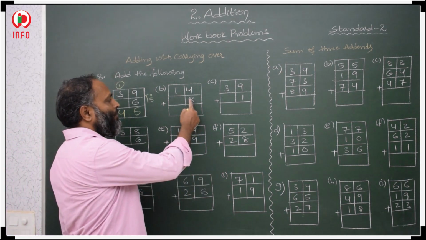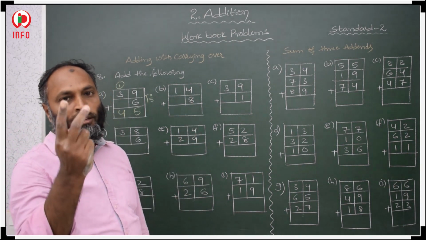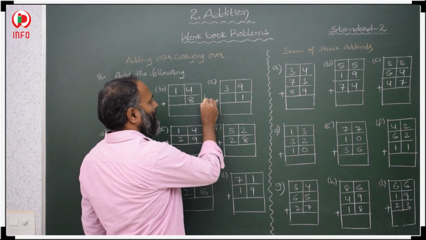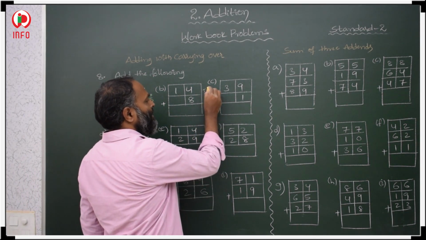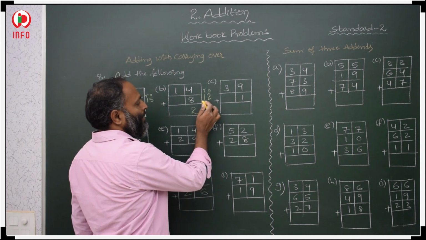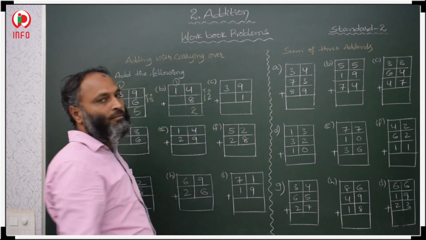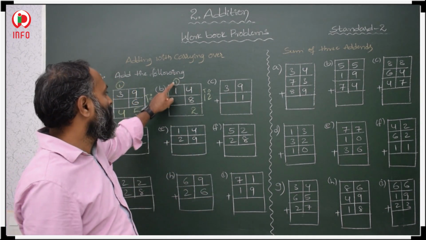In the same way, 8 plus 1: 8, 9, 10, 11, 12. Write here 12. This is ones, this is tens. This 2 is in ones place, this 1 in tens place. Then 1 plus 1, 2. 22.